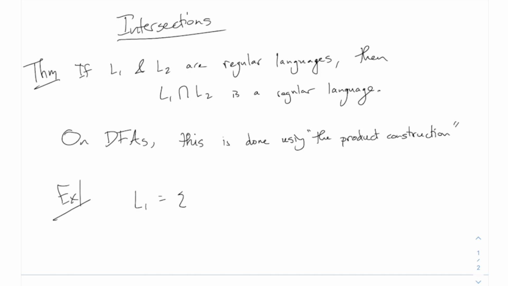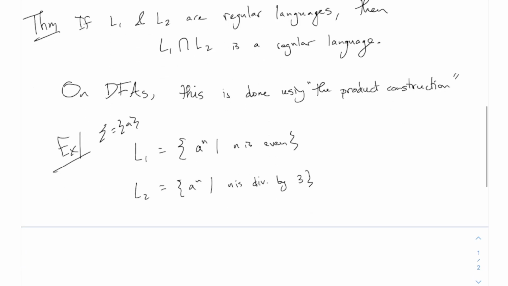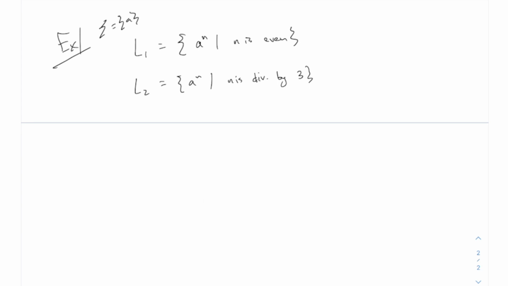Let's say in this example, just to make everything simple, my alphabet is just a single letter. Sigma equals just A. And let's say our first language, L1, is the set of all A to the n where n is even. And L2 is the set of all A to the n where n is divisible by 3. These are just two simple examples of regular languages. But they each come from a DFA, right? So maybe I'll write what those two DFAs would be.